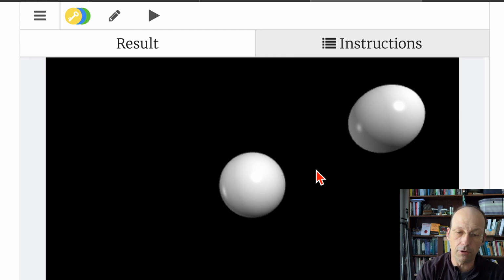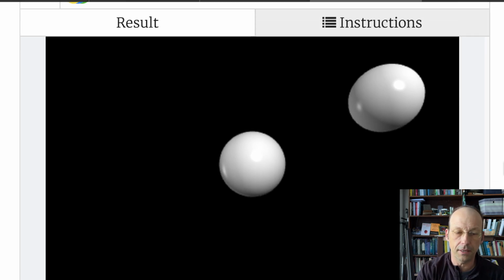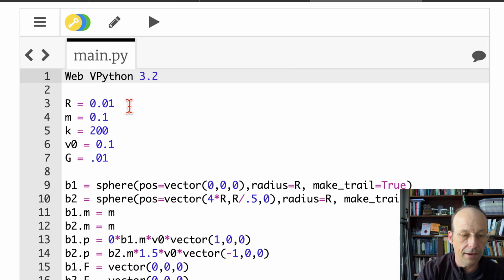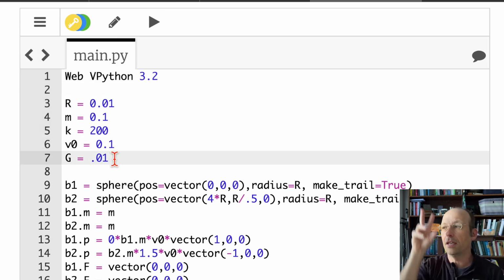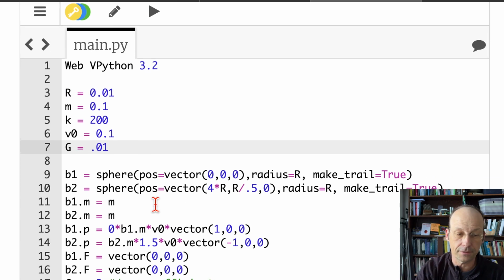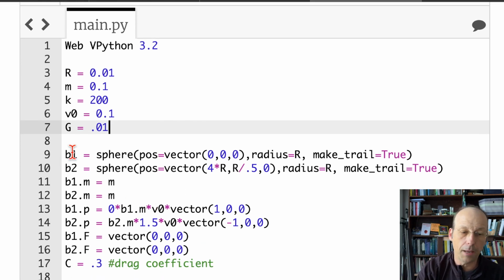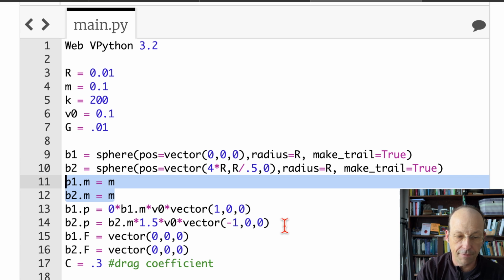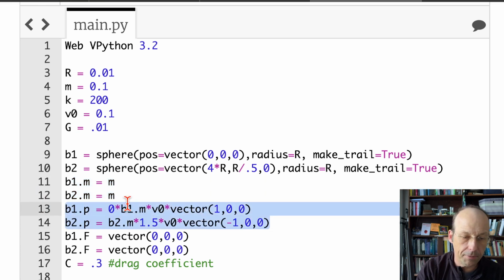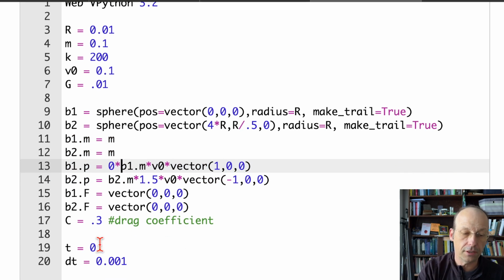So I have just two balls. I didn't do the time thing, but it does work. I have the radius of the balls, the mass, the spring constant, the initial velocity. There's my gravitational force constant. And then I make the two balls, B1, B2. I put them places. It doesn't really matter. I give them a mass. I give them some initial momentum. I put that one at 0. We can change that. That's fine. I give them an initial force. I have a drag coefficient. And then I have my time interval and so forth.